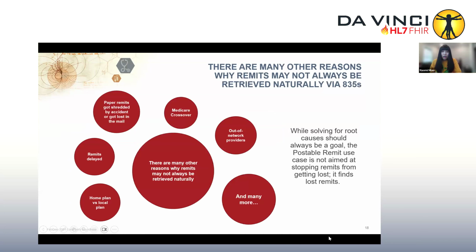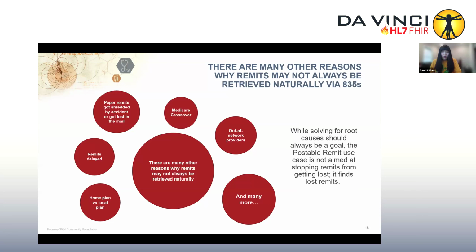So these are the two reasons that we talked about that are more prevalent, but there are all sorts of other reasons why remits can be missing for providers. I don't mean to oversimplify the issue, but there is no single all-encompassing theme here.